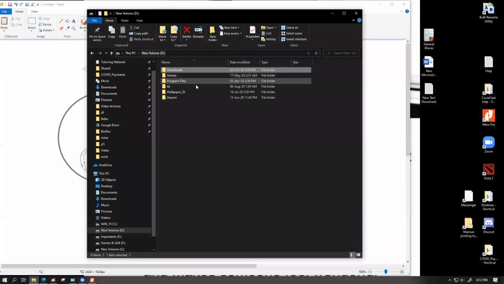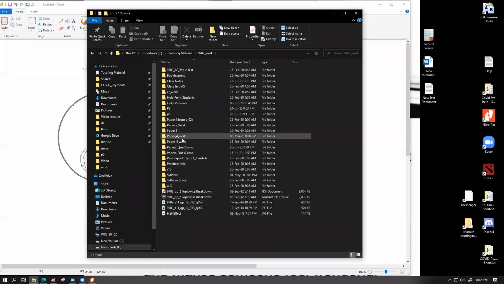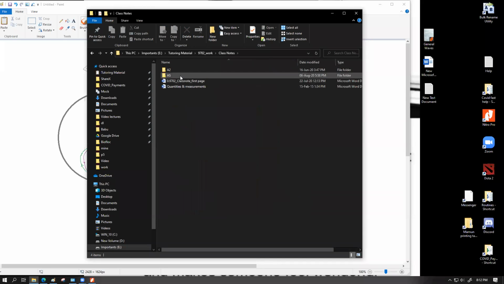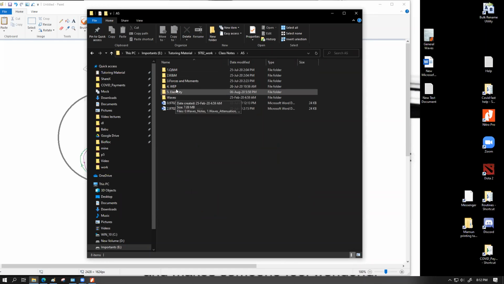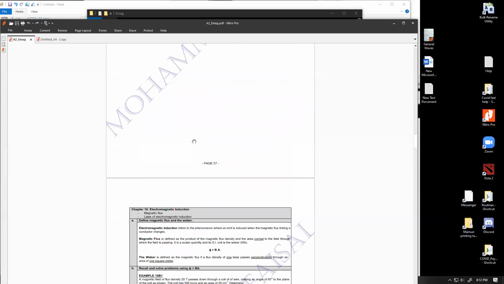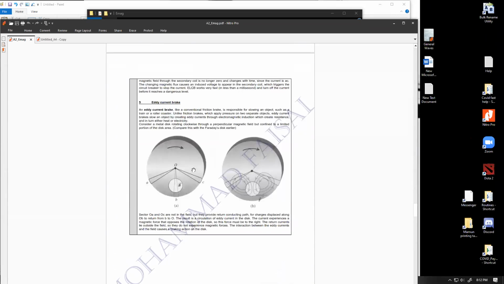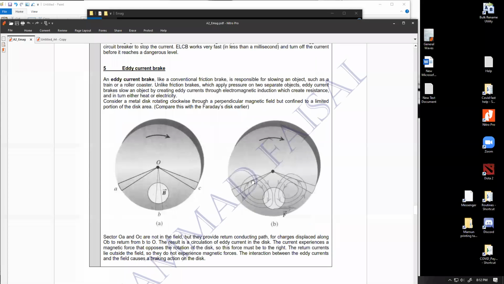I have this thing over here somewhere. Yeah, within this booklet, we have a pretty nice figure for eddy braking. Exactly, this one.